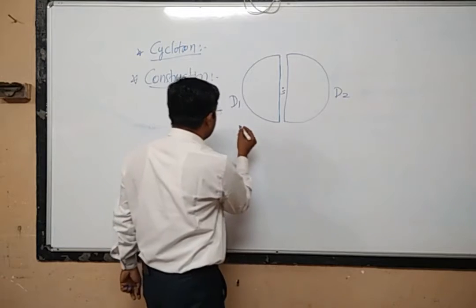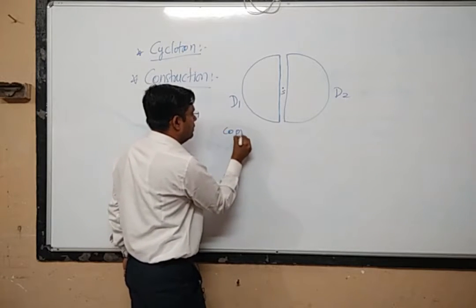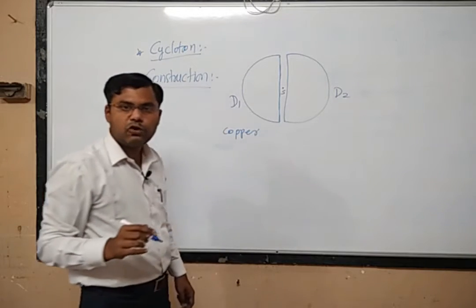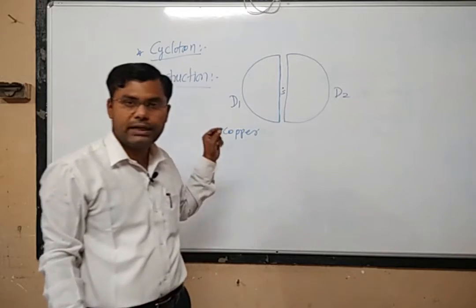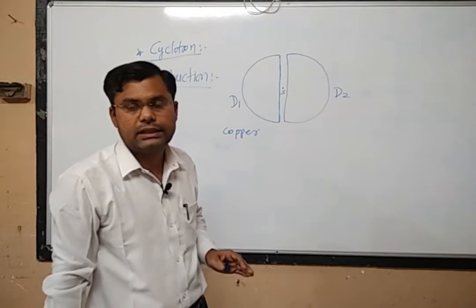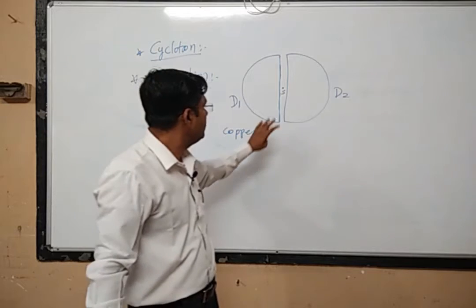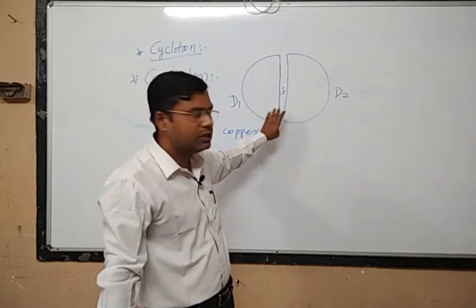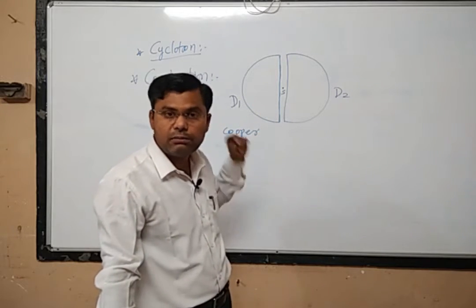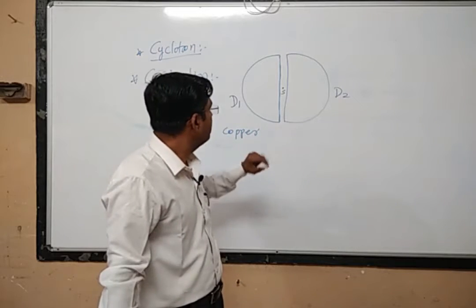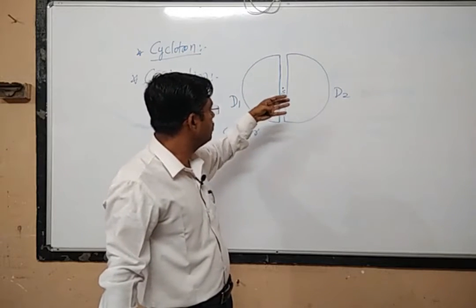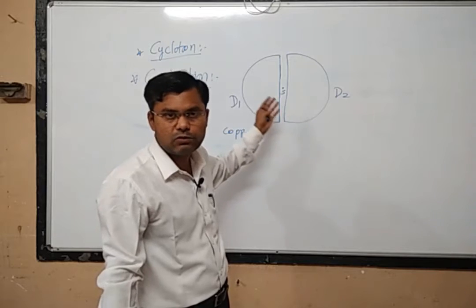These two D's are made with the help of copper material. Remember that copper is a metal, but it is a non-magnetic material. Whatever material we choose for the D's fabrication should be of non-magnetic type, because we are imposing some magnetic field across this particular region.